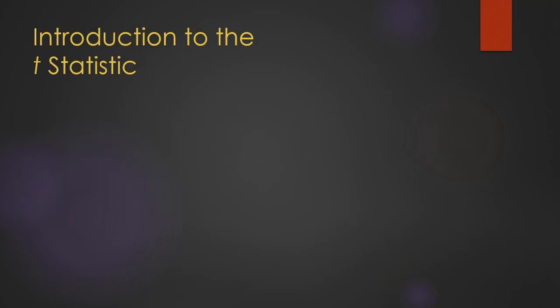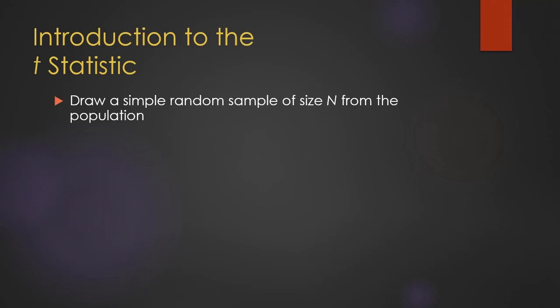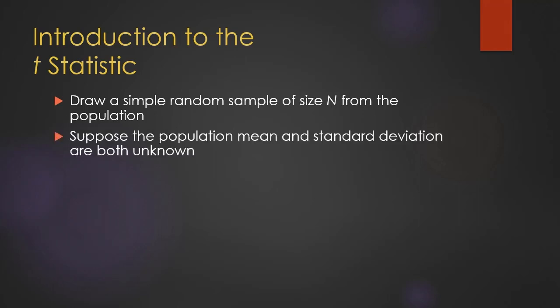From here, we can build up to the t-statistic. Draw a simple random sample of size n from the population. Suppose the population mean and standard deviation are both unknown. Quite frankly, I think it's rather peculiar to say that we do not know the mean of the population, but we do know the standard deviation of the population. It's almost always the case that we know neither of these.